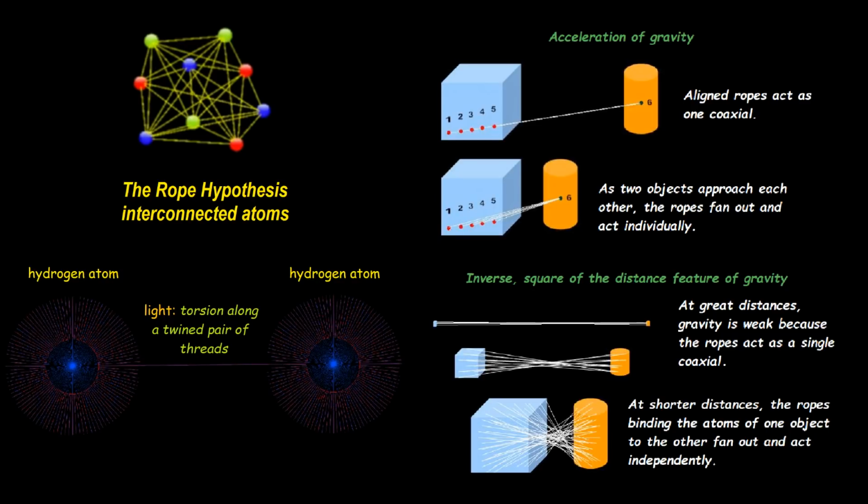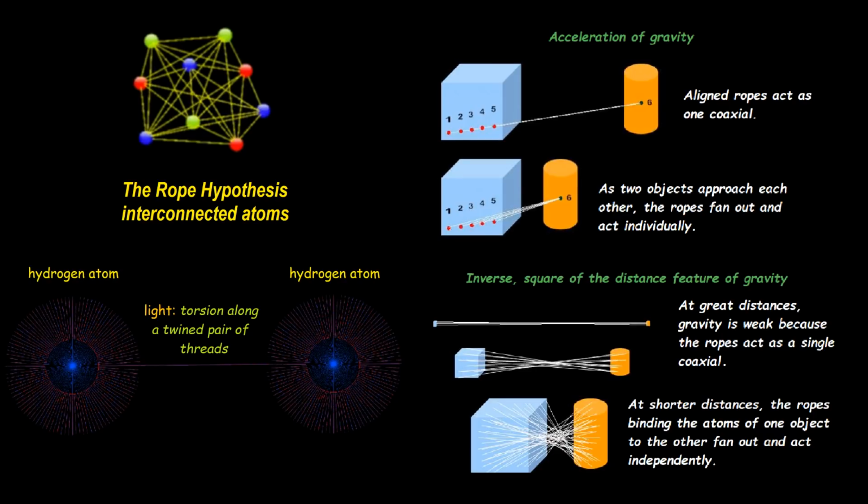Another vision of this you'll see on the lower right. You see when 2 objects are far away from each other, they're all connected. All the ropes form like a single coaxial. When the 2 objects approach each other, the ropes fan out, and when they're very close to each other, the ropes fan out even more. In other words, each rope is pulling independently, whereas in the first case, where the objects are very far apart, they pull like a single coaxial. So as you can see, we can do this not only for light, electricity, the atom.